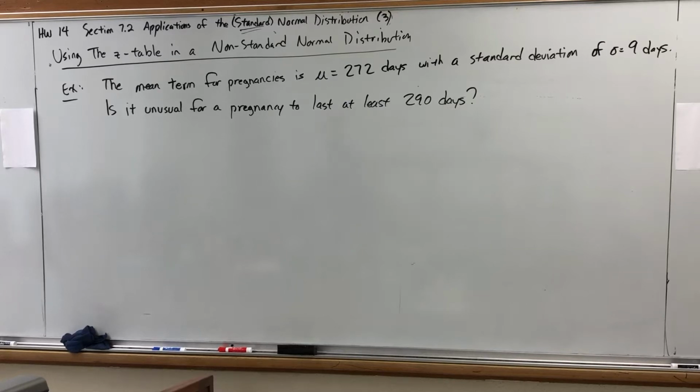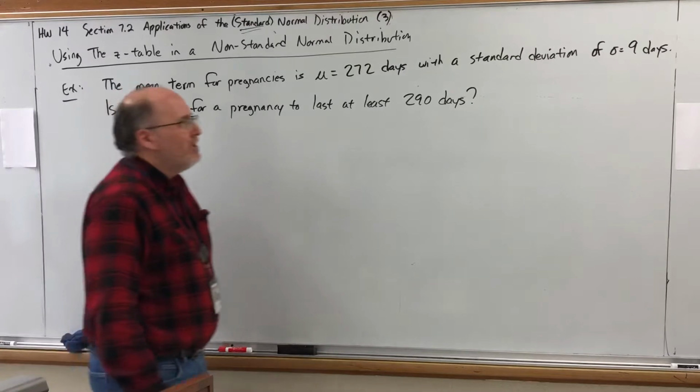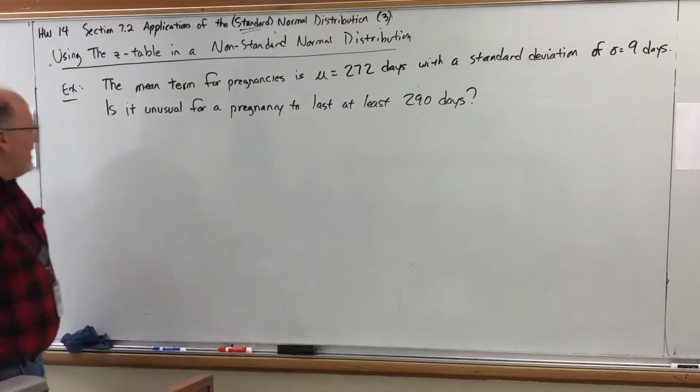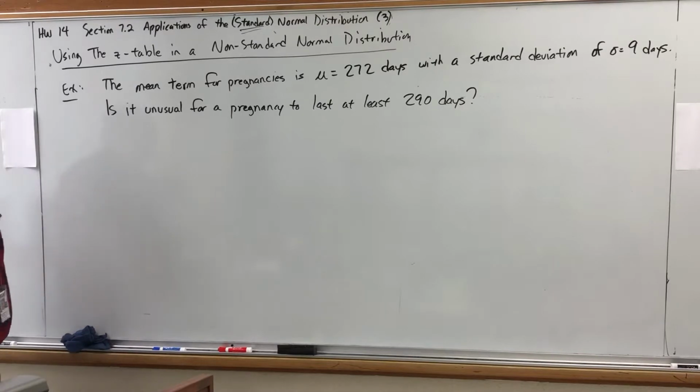Homework 14, section 7.2, applications of the standard normal distribution, video 3. We're going to use the z-table again in another non-standard normal distribution, and as you probably have seen by now, we're using the same context. The mean term for pregnancies is mu equals 272 days, with a standard deviation of sigma equals 9 days. But we're going to answer a different question this time.